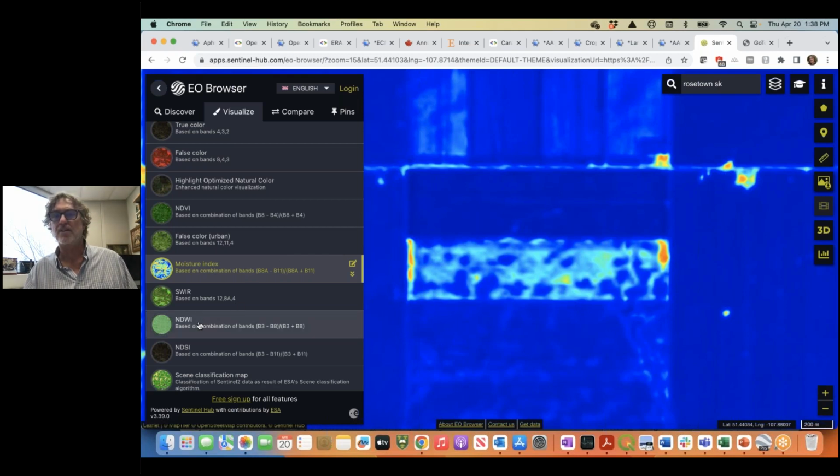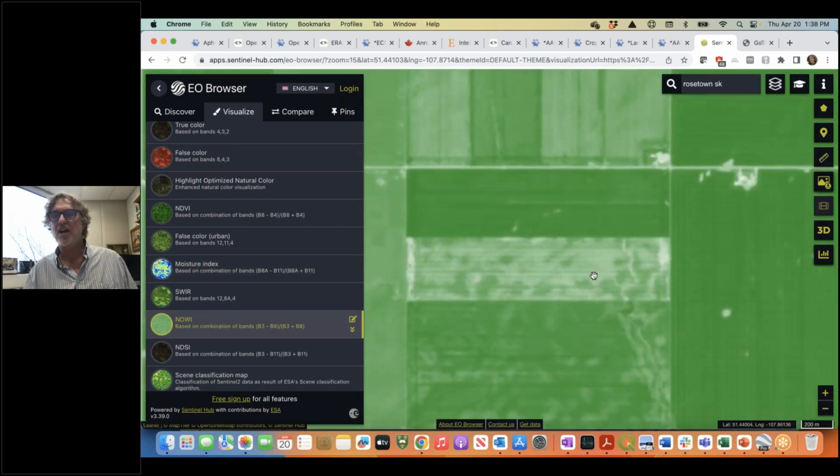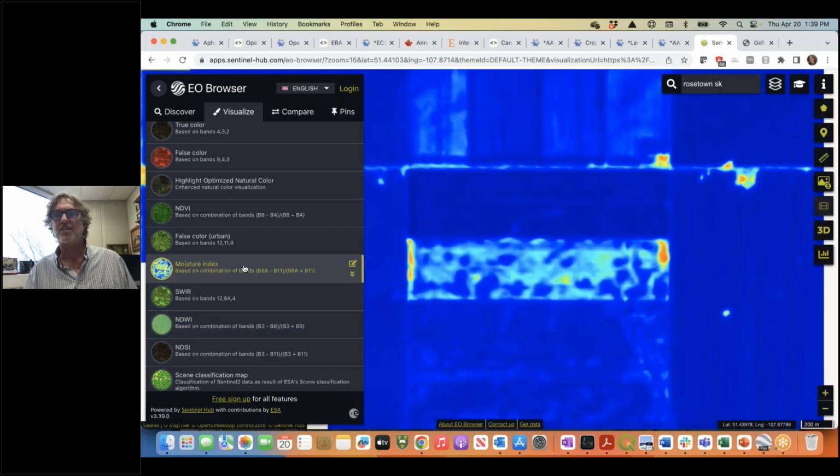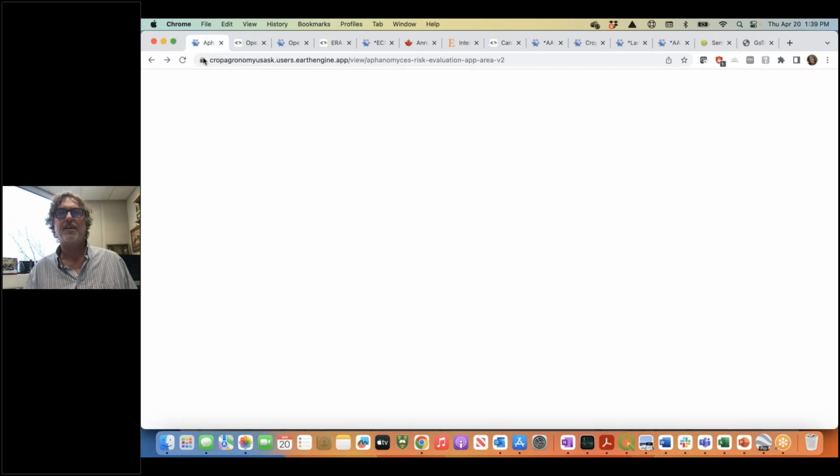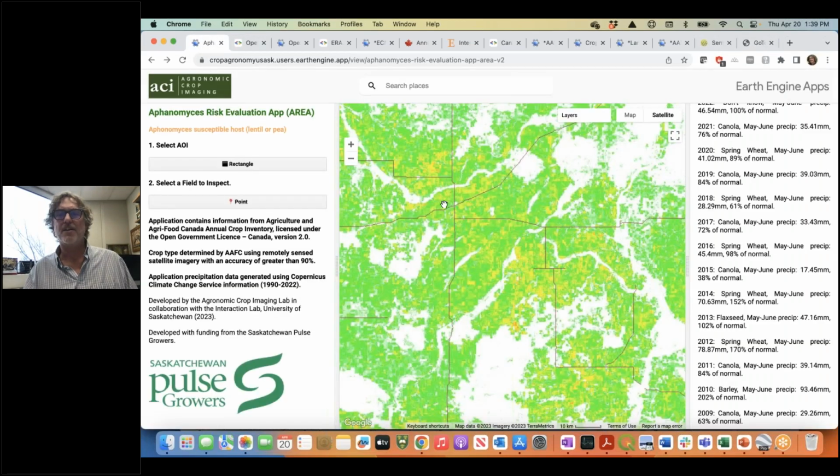There's also another water index we can look at here. And in this case, the whiter it is means that it is wetter, and the greener means that it is less wet. But the water index here, the moisture index, which combines one of the shortwave infrared bands, shows us more. So that's kind of wrapping up most of my talk here.